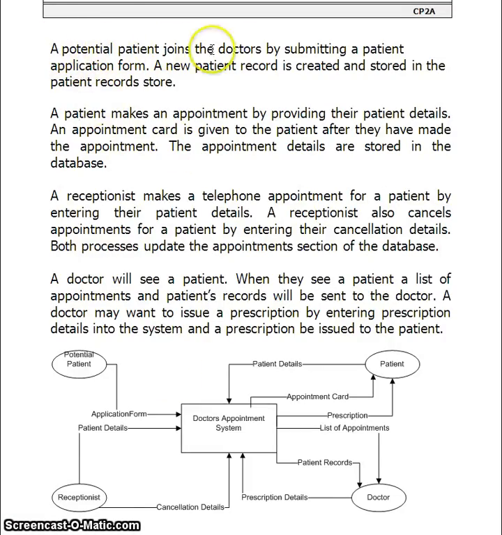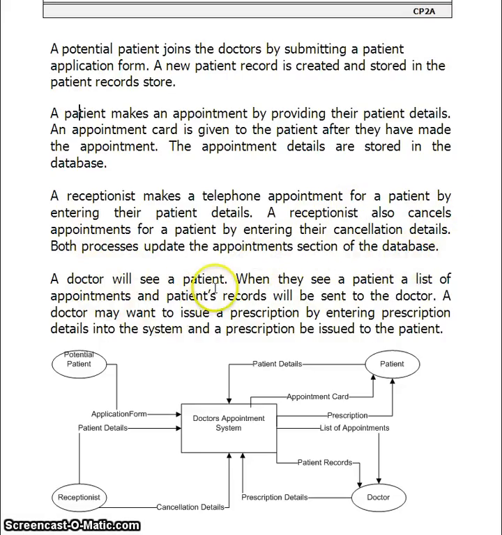a potential patient joins the doctors by submitting a patient application form. A new patient record is created, stored in the patient's record store. A patient makes an appointment by providing their patient details. Appointment card is given to the patient after they have made the appointment. The appointment details are stored in the database. A receptionist makes a telephone appointment for a patient by entering their patient details. A receptionist also cancels appointment for a patient by entering their cancellation details. Both of these update the appointments section of the database.